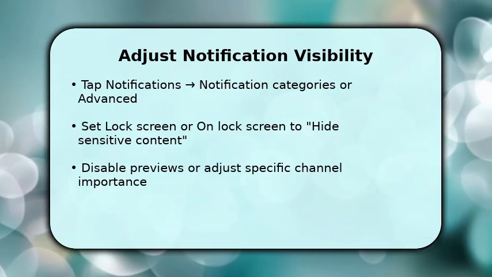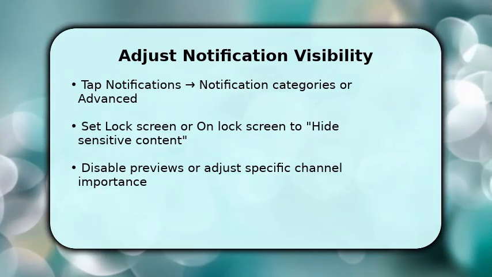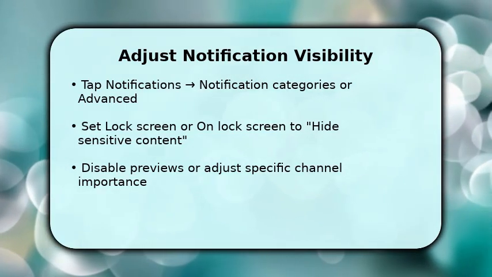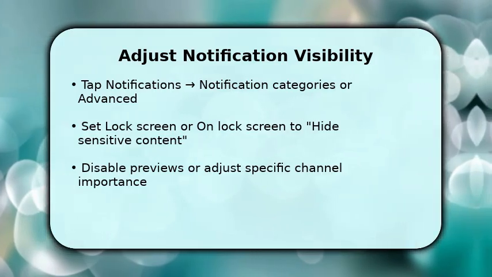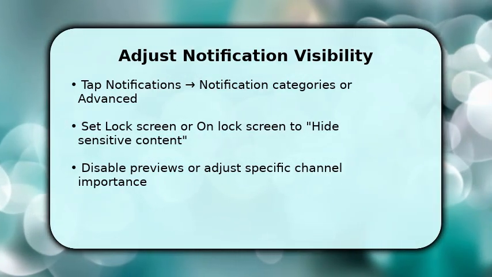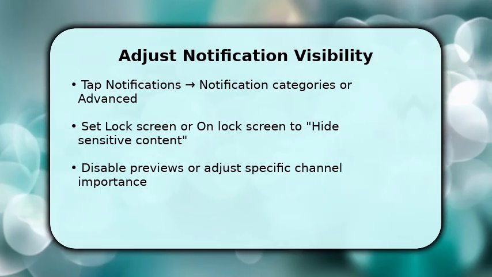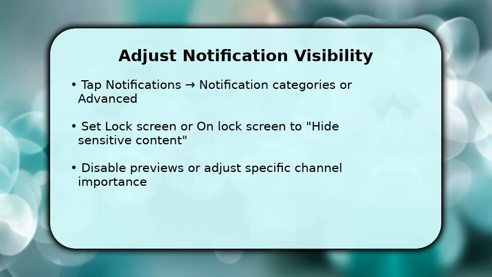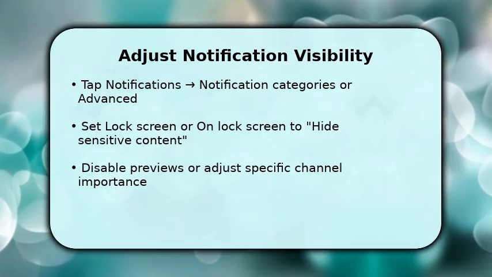Next, you dig into the app's notification channels or advanced settings. These let you change visibility per type of alert. Tap Notifications, then open each category and set on lock screen to hide sensitive content, or choose Show Silent and Minimize Previews. This removes the sender name and message body on the lock screen.